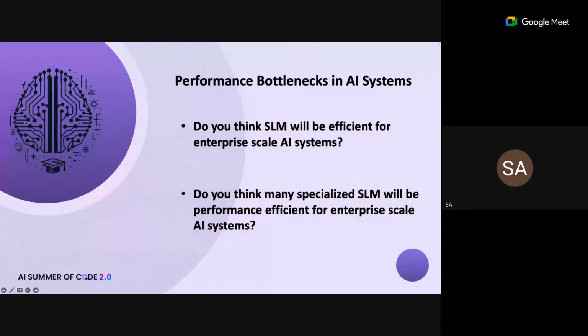Now that takes us to B. Do you think many specialized SLMs will be performance efficient for enterprise scale? Now, this question is a probabilistic question. It can be a yes, it can be a no. It is a yes if those specialized models are for specialized domains. So let's say we design an application to assist doctors. You know that doctors will not come and ask it about their son's birthday.